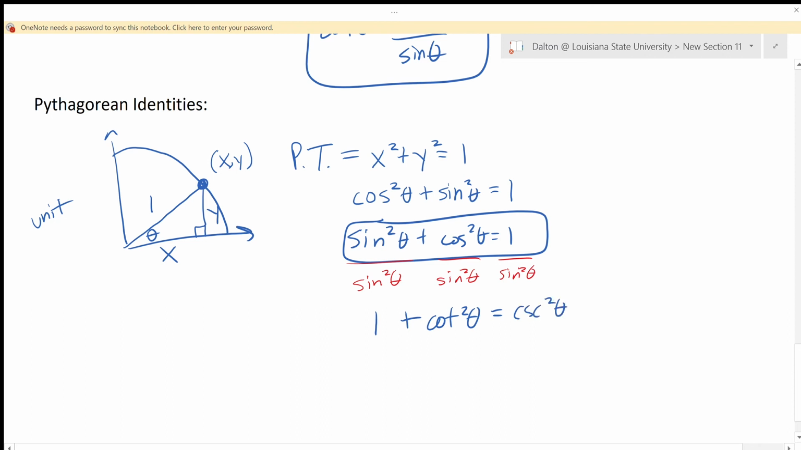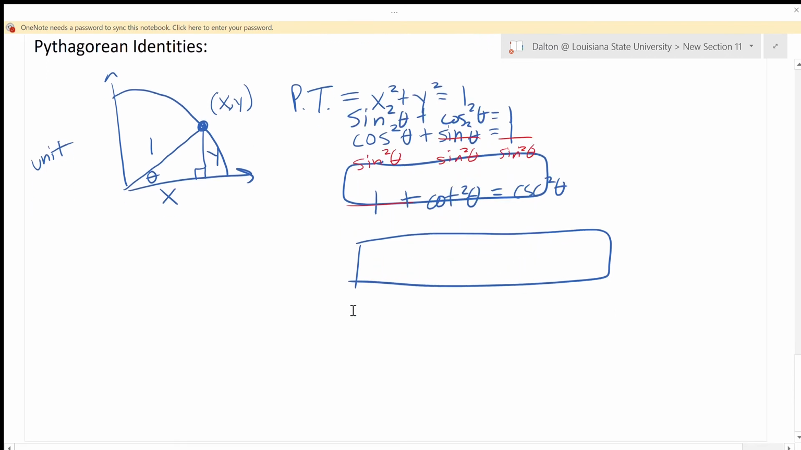So you see how we're using our other definitions and our other identities to create more identities, and we're using algebraic properties to derive them.